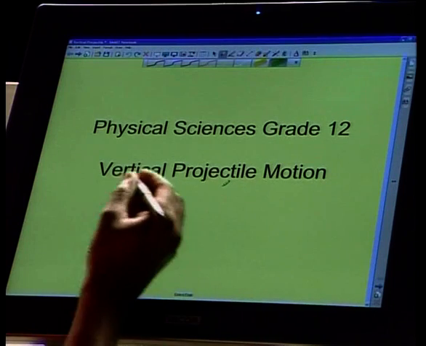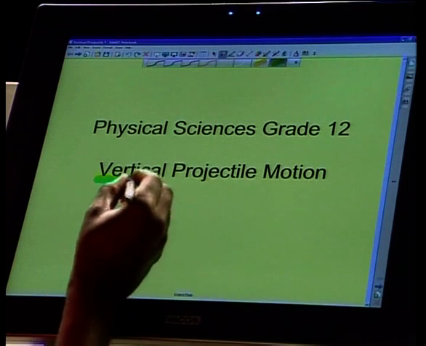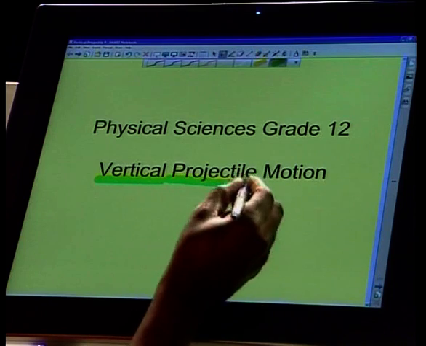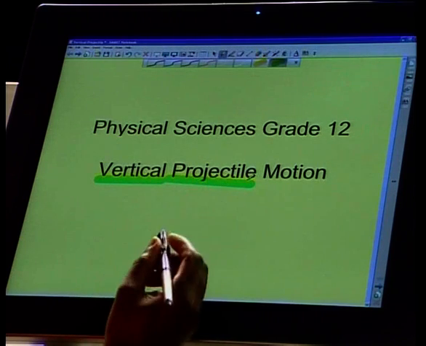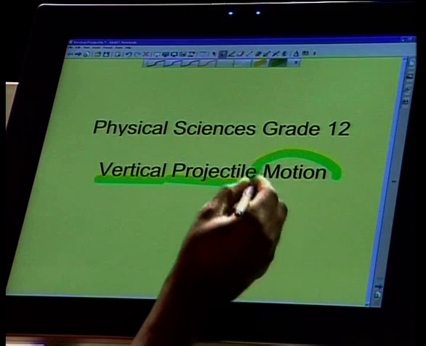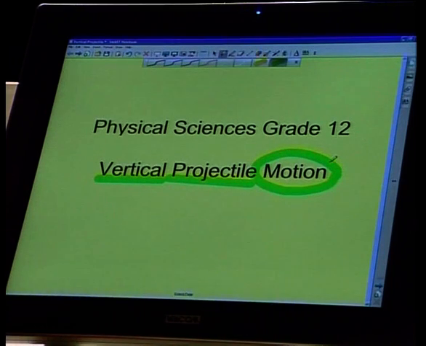So the key words in our lesson today are vertical and projectile. We have spoken about motion earlier on when we did some revision on grade 11 work, so you do have an idea of what motion is all about. We will, of course, be talking about equations of motion again, but specifically this time we'll be talking about vertical projectile motion. Now let's unpack this.